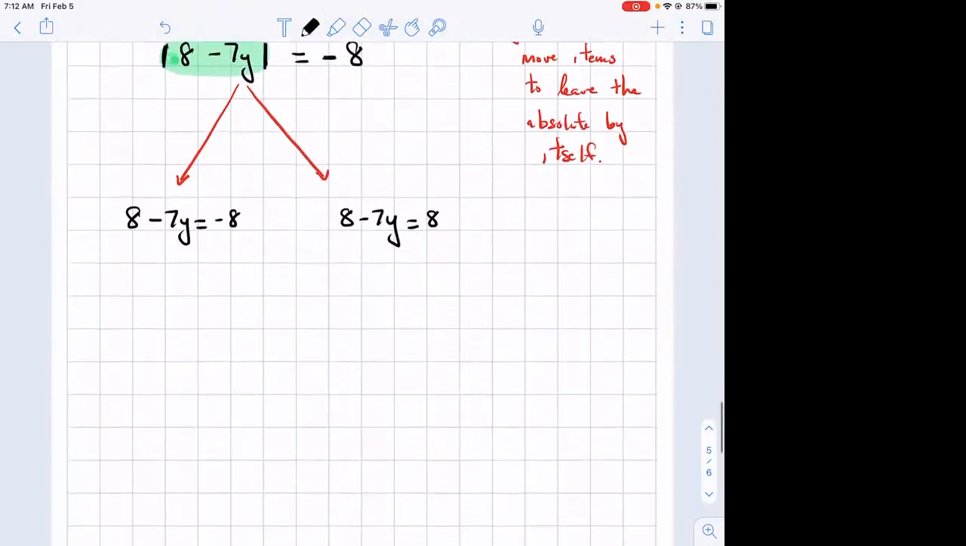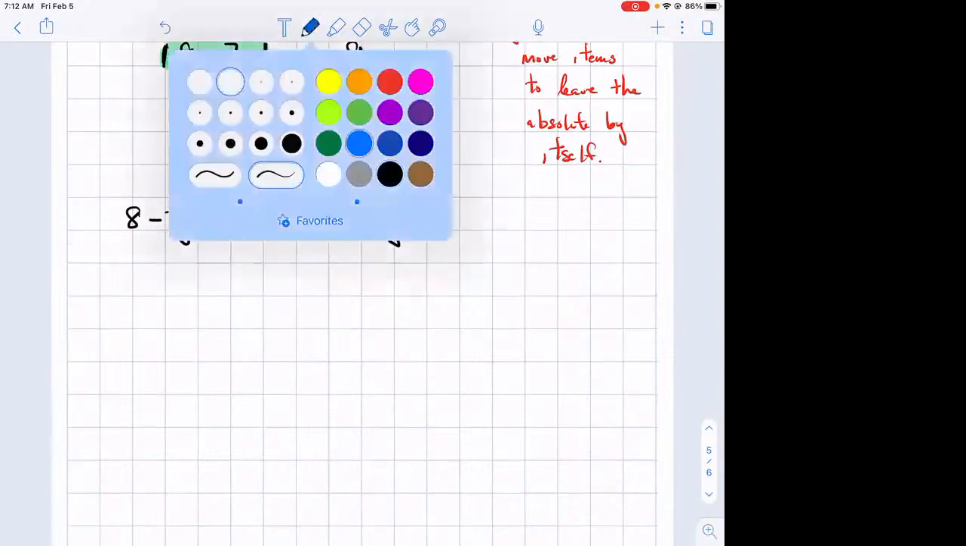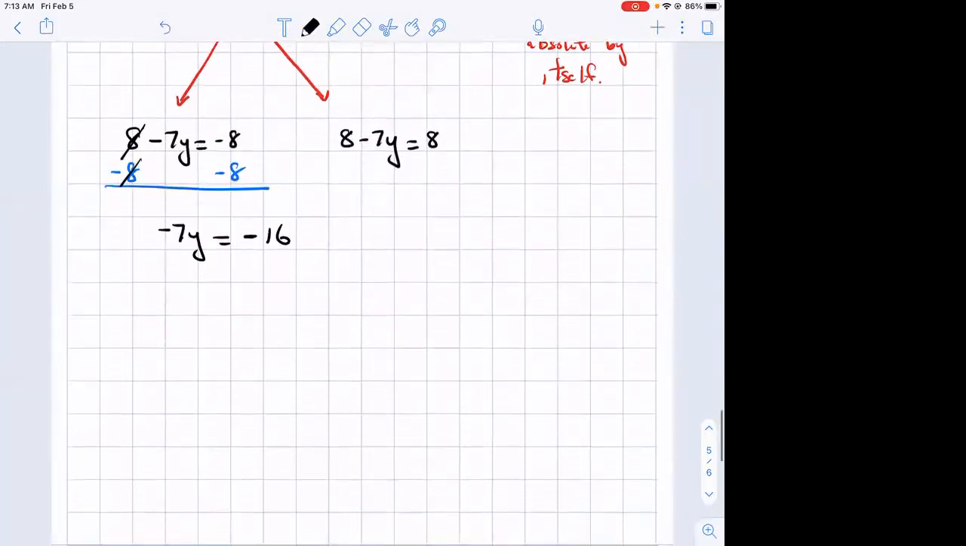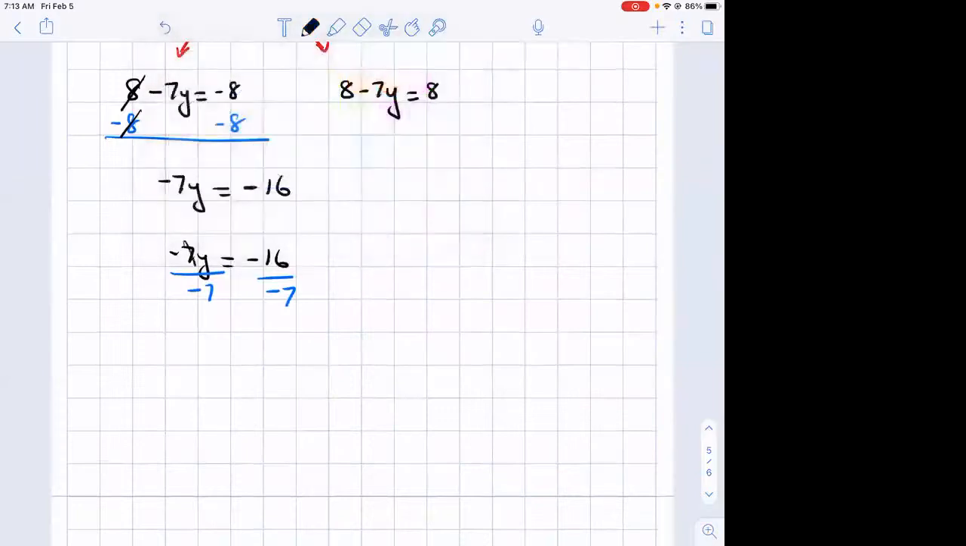Now, let's solve. If we subtract 8 on both sides, the plus 8 and the minus 8 cancel. Minus 7y is equal to minus 16. Then to leave y by itself, we'll divide both sides by negative 7. The negative 7s cancel. y is equal to 16 over 7, because the two negatives become a positive when you divide. So this is one possible answer. We'll check it in a minute.